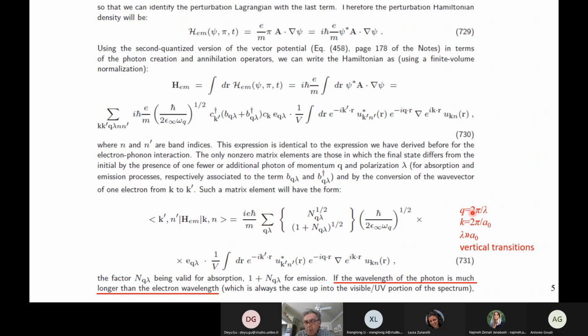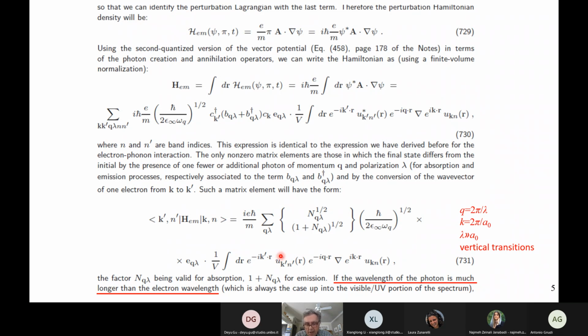So the magnitude of the photon wave vector is much smaller than the momentum length scale that we have. So a good approximation is to assume that actually this Q is 0. The wavelength is much bigger than the size of a cell.